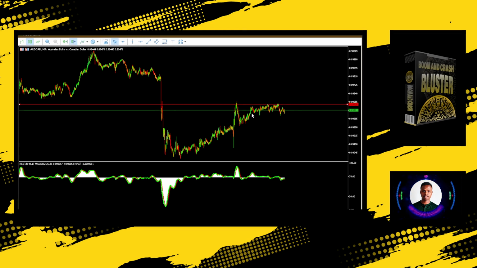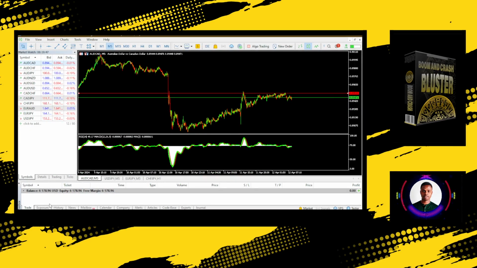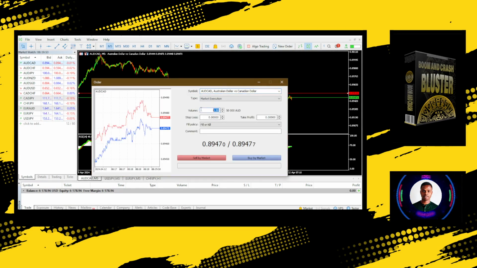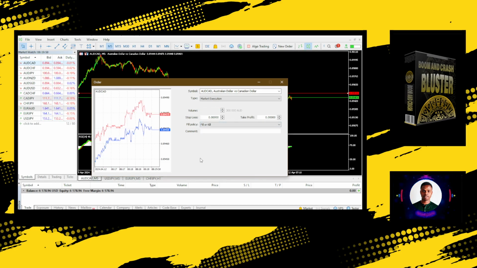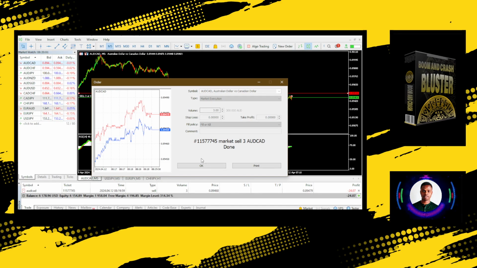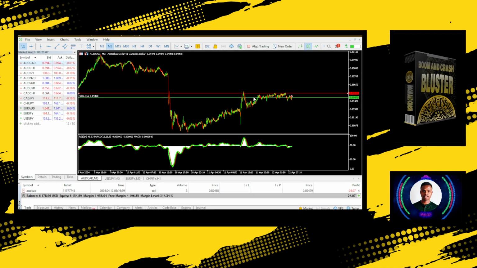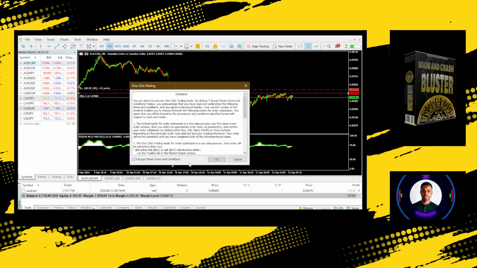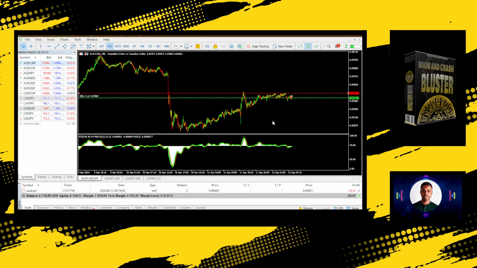So I'm going to place this trade. Let's go with 3 lots and let's sell. Okay, $24 commission. Wow. Put our stop loss right above this zone. I don't want to be in this trade if the market is not doing what I want it to be doing. So I'm just going to place a stop loss right there.